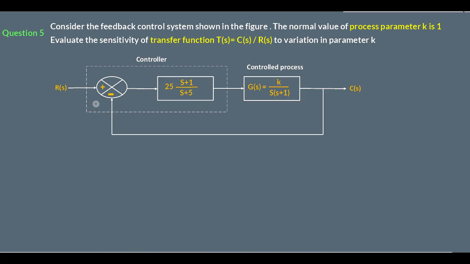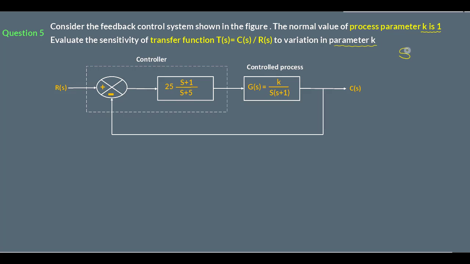Now let us see question number 5. The question says, consider the feedback control system shown in the figure. The normal value of process parameter K is 1. So the value of K is given to us, and it is 1. Evaluate or find the sensitivity of transfer function T of S, which is nothing but C of S upon R of S, to the variation in parameter K.